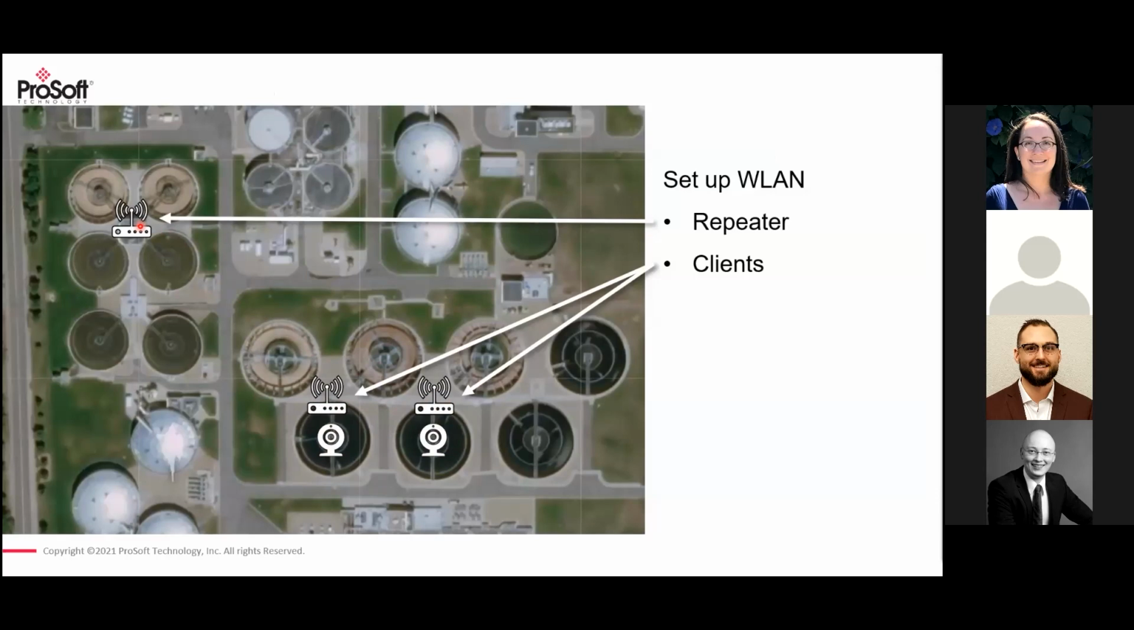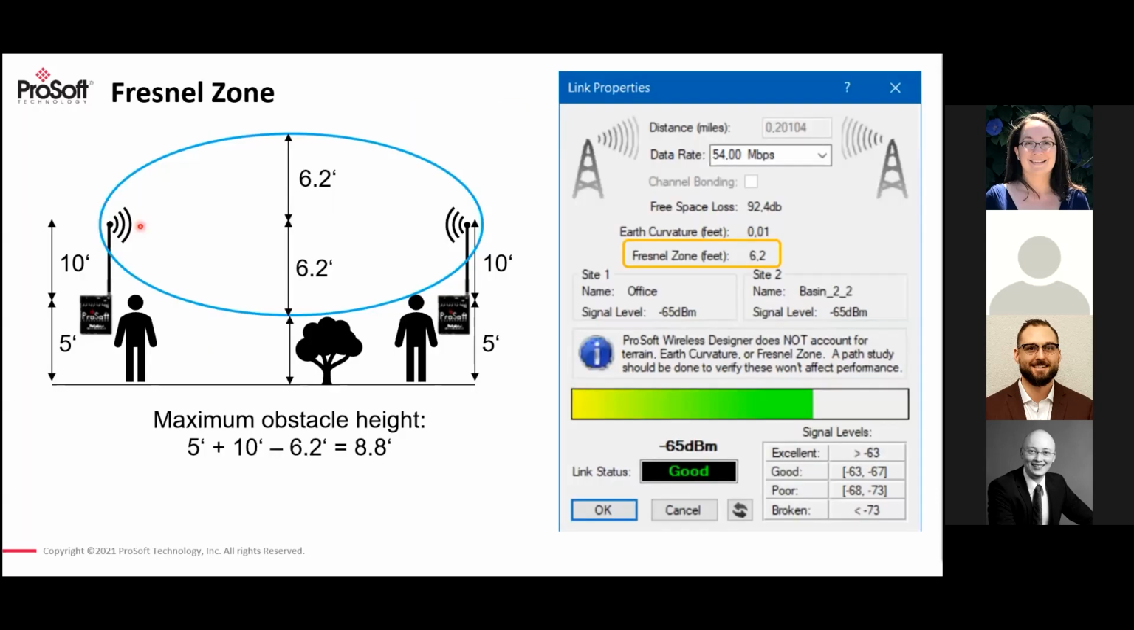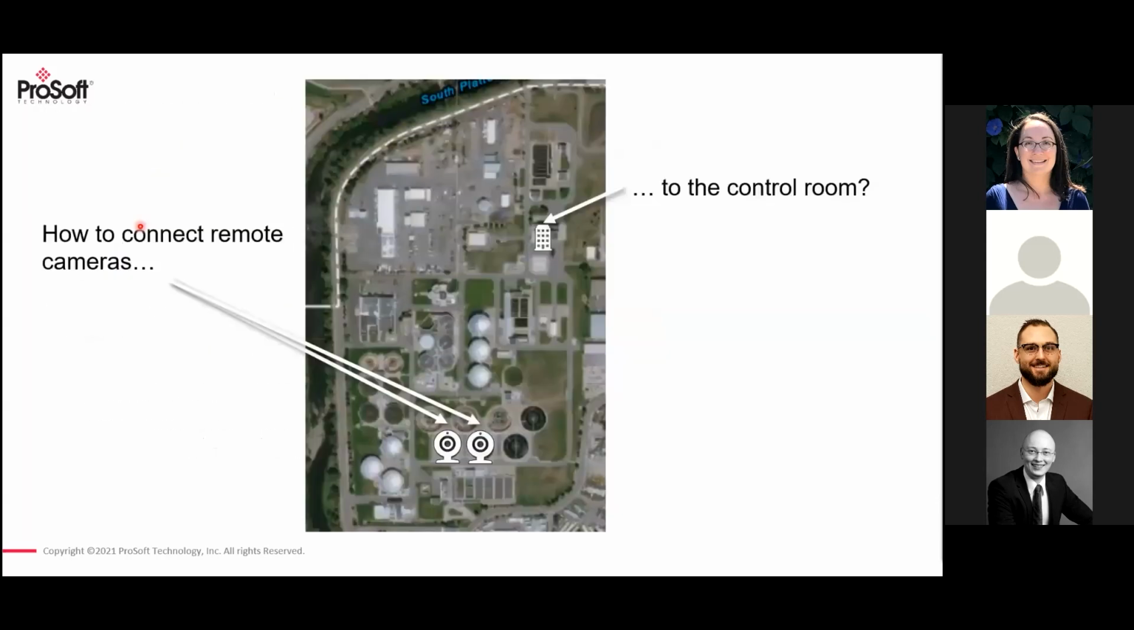A repeater is necessary because in the slide before, when you see here for the two cameras, they don't have a direct connection to the control room up here. There are some buildings in between. So what we're going to do in the next slides is set up a repeater along the way here.